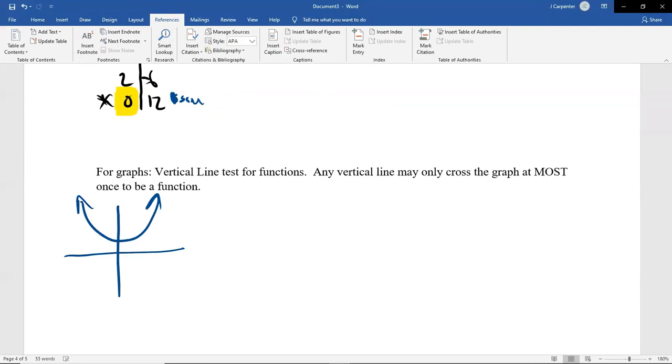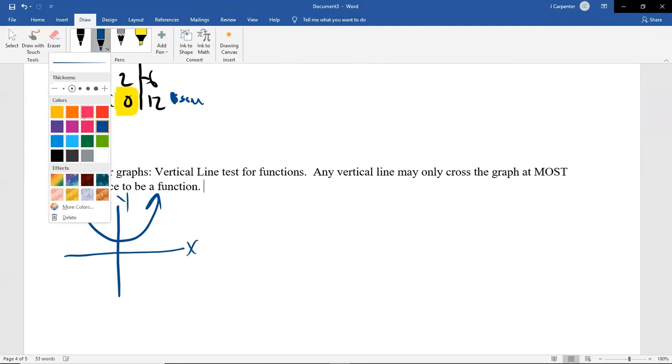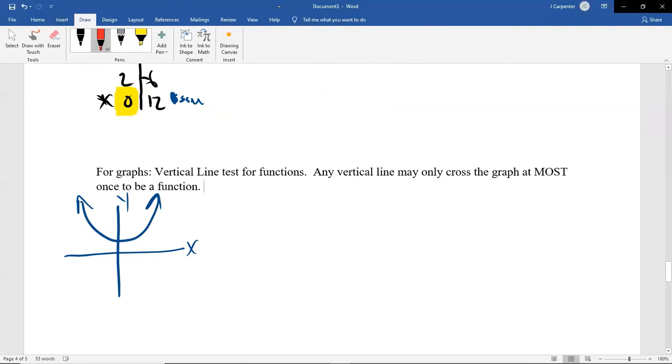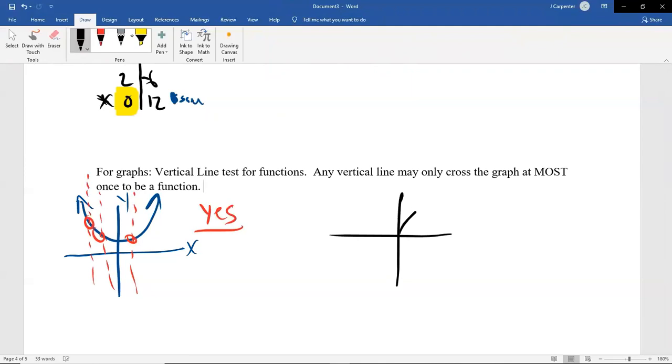So I have to be able to draw infinitely many vertical lines on this, and all of them touch the graph only once each time, or not at all, which is okay. That one touches once. That one touches once. That one touches once. And if I do that a million times, you would see that yes, that is a function. Let's take that parabola and tilt it on its side though.